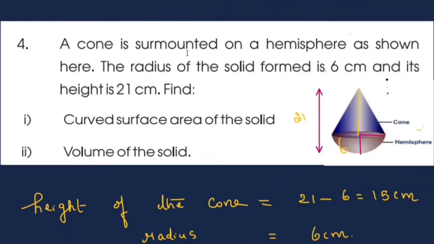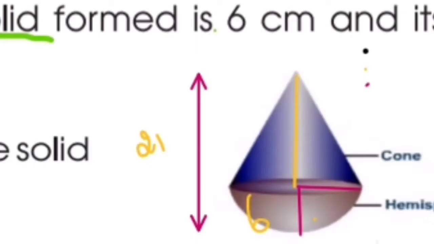A cone is surmounted on a hemisphere as shown here. The radius of the solid formed is 6 cm and its height is 21 cm. So that means this radius is 6 cm, and the height is not the height of the cone, it is the height of the solid formed. Remember that, read the question properly. It is the height of the full solid. This 21 is the height of this full solid.